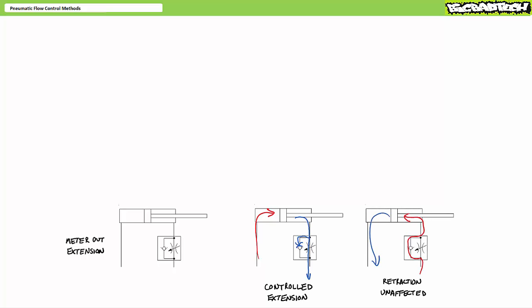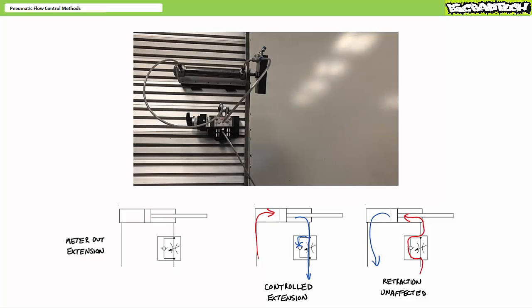As previously, the check valve bypass allows the cylinder to retract at full speed. During retraction, air entering the rod end pushes the check valve poppet off its seat such that flow is unimpeded. Here's an example of meter-out extension. With the flow control valve relatively wide open, the cylinder again darts out with a bang. Let's dial that back.